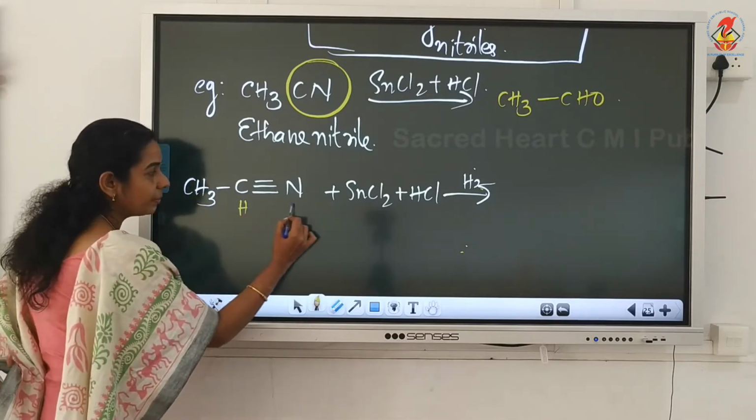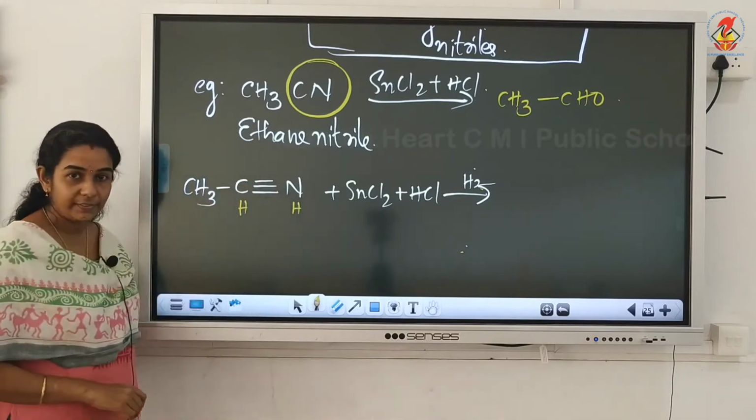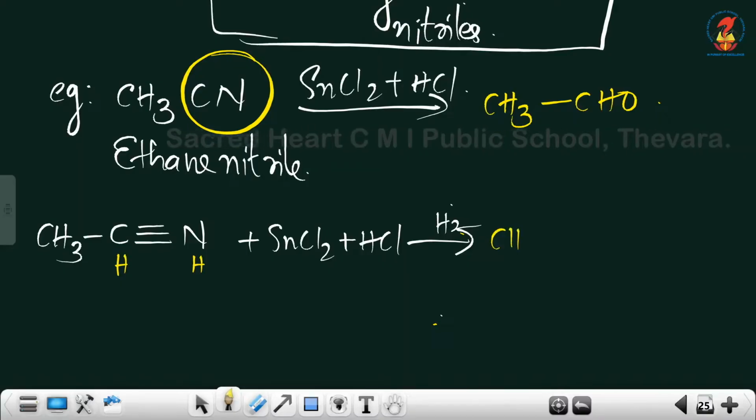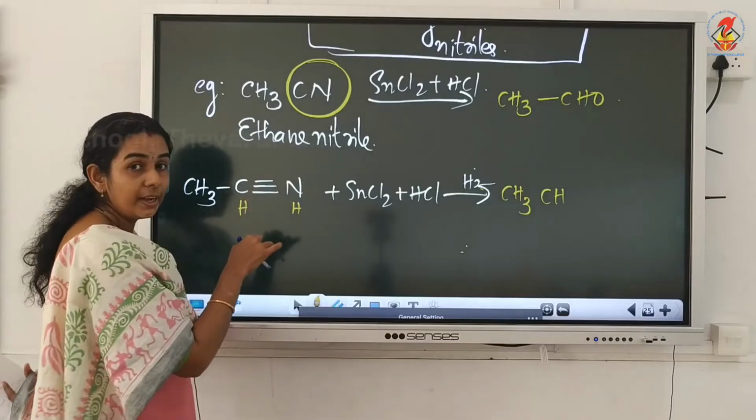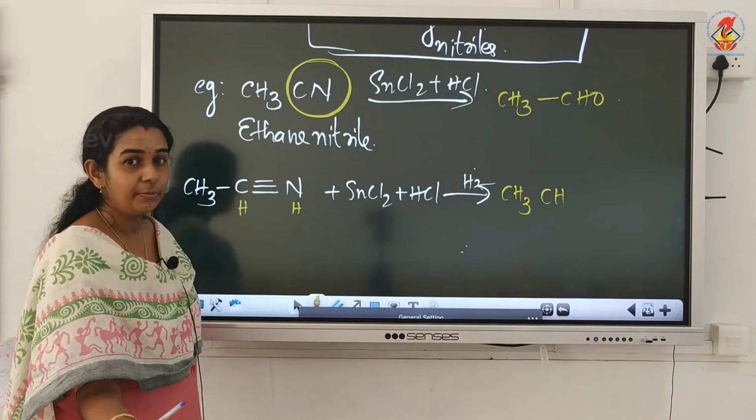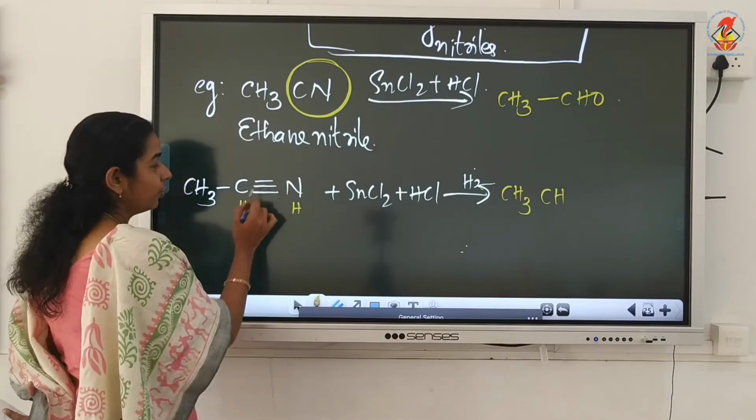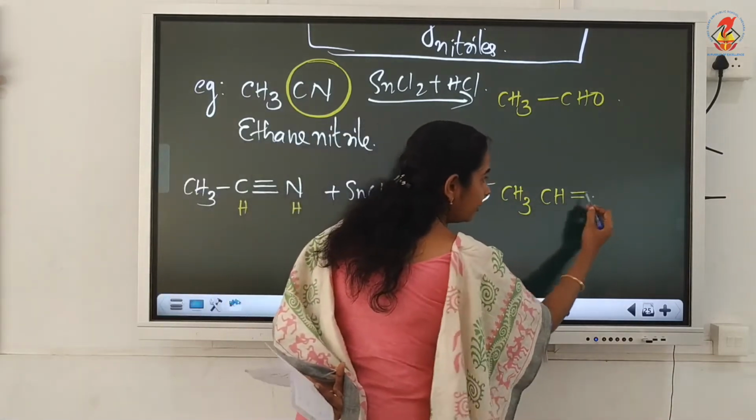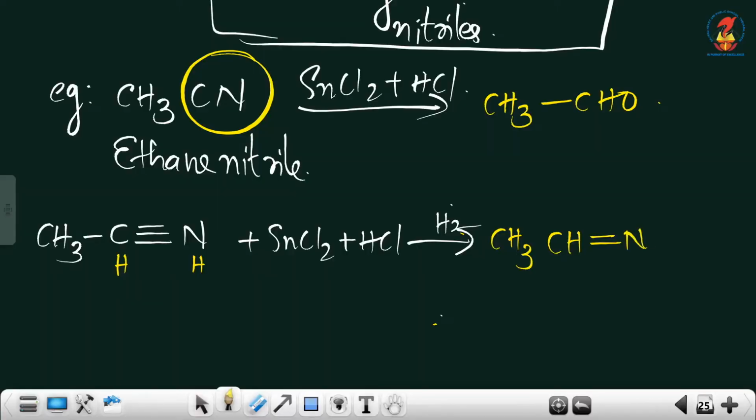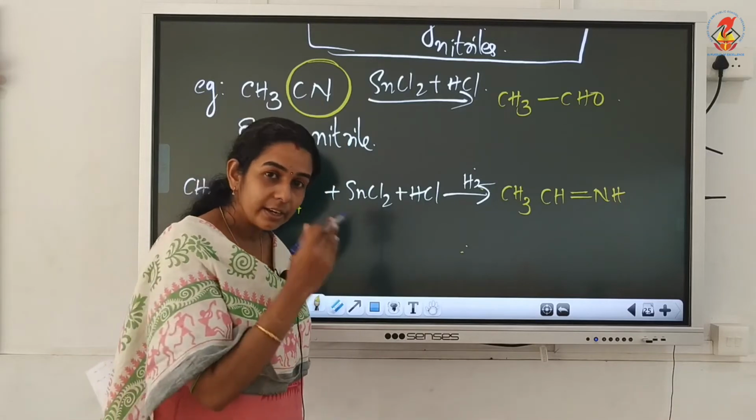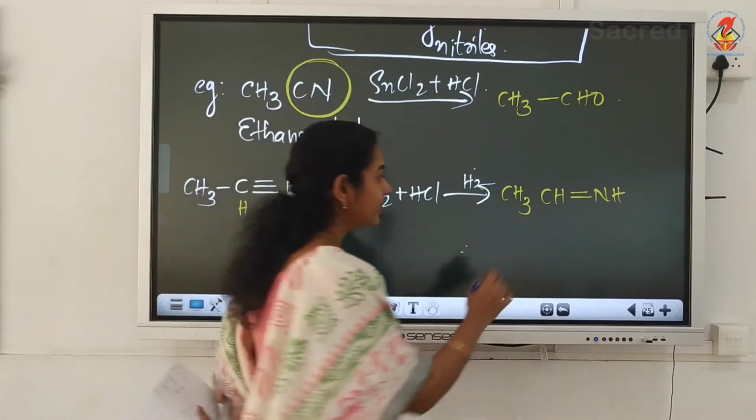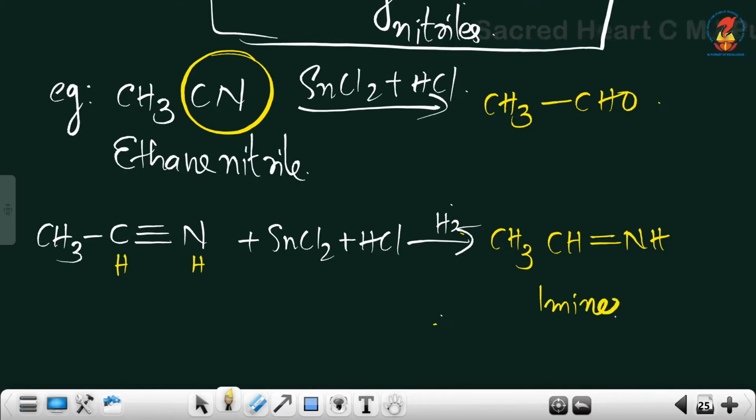So one hydrogen will be given here and one hydrogen will be given here. So what we are getting here is CH3, C will become CH. After one addition, the triple bond won't directly become a single bond, it will become double first. So we get CH double bond, N will become NH. And this intermediate or addition product is known as imines.